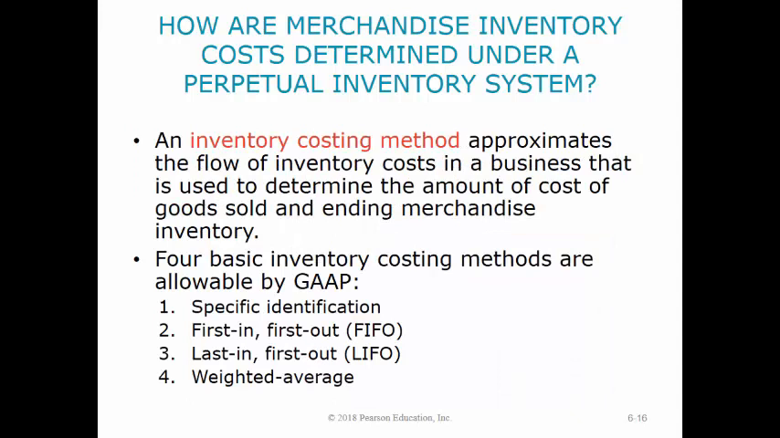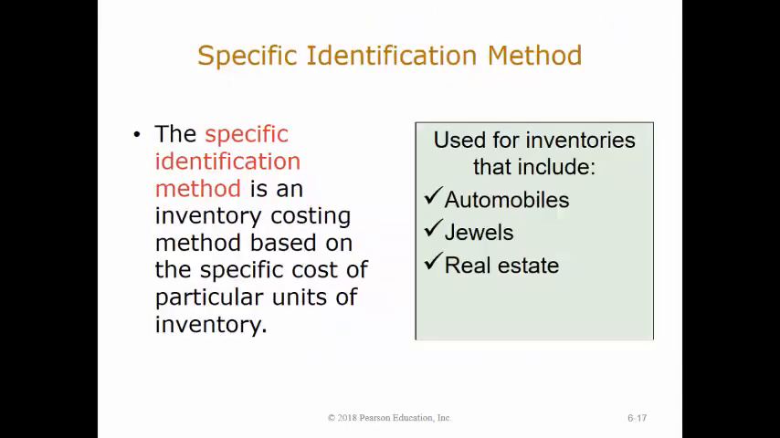Basically, there are four approaches that are acceptable according to GAAP for computing the amount of dollars to assign to ending inventory and to cost of goods sold. An inventory costing method is a method of approximating the flow of inventory cost in a business that is used to determine the amount of cost of goods sold and ending merchandise inventory. The costing methods are specific identification, first in, first out, or FIFO, last in, first out, or LIFO, and weighted average. The specific identification method is an inventory costing method based on the specific cost of particular units of inventory.